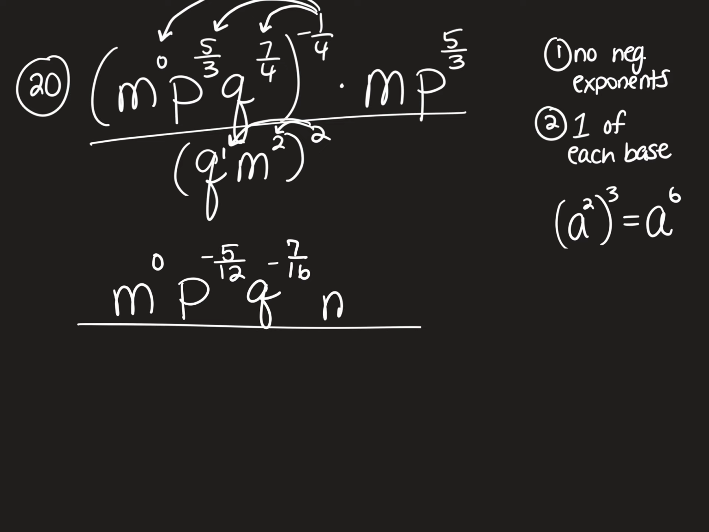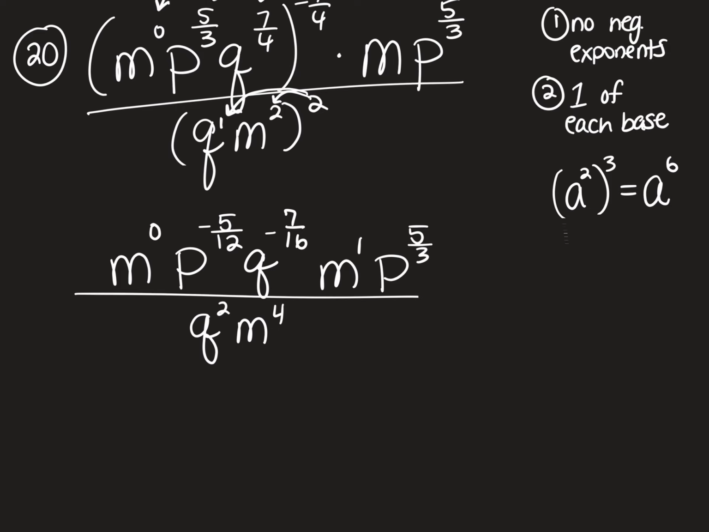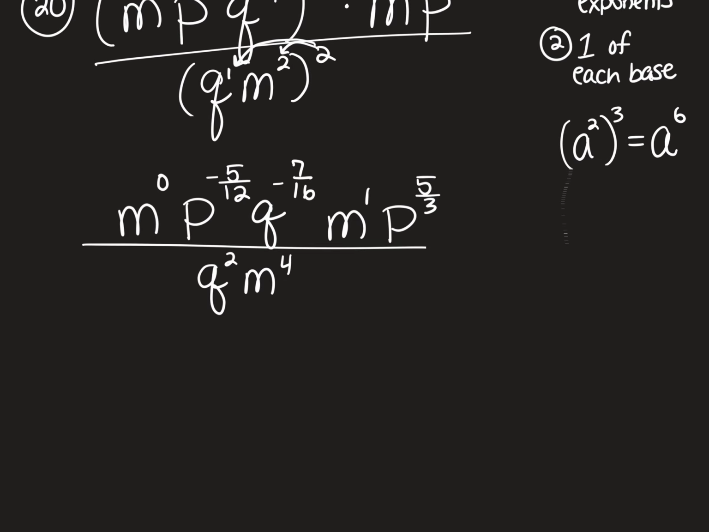And then we still have the M. I'll put the first power there just to make it a little more obvious. And then P to the 5/3. And I'm going to do the same thing in the denominator. So I'll take that 2 and raise everything inside there to the second power. So that would give me Q squared times M to the 4th. So I wanted to get rid of the parentheses. For me, it makes it a little bit easier to sort of see what we have.